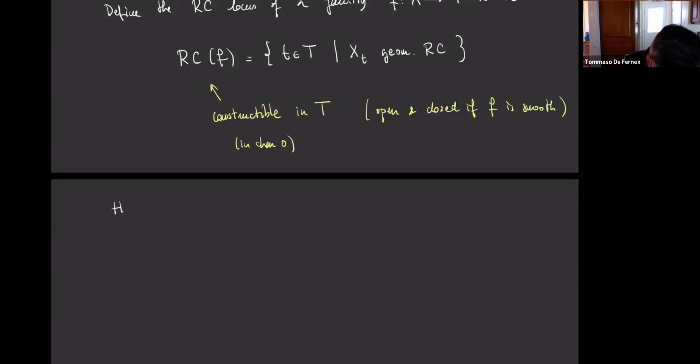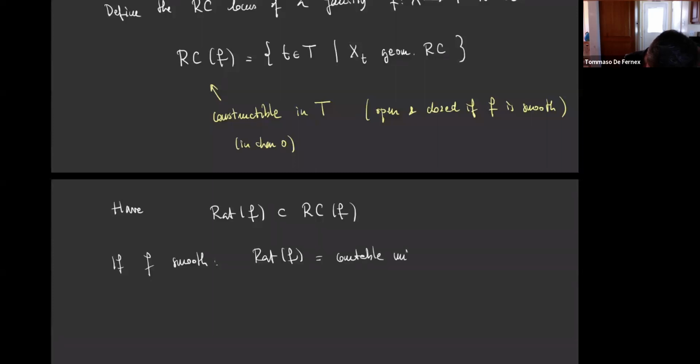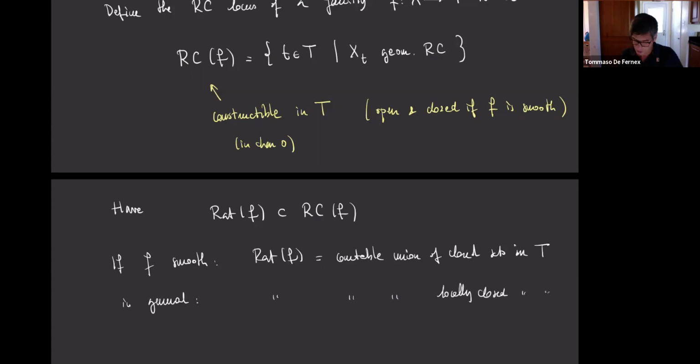So we have an inclusion of the rational locus of F as a subset of the rationally connected locus of F. If F is smooth, then the rational locus of F is a countable union of closed sets in T. And in general, we proved this last time, this set is a countable union of locally closed subsets in T.